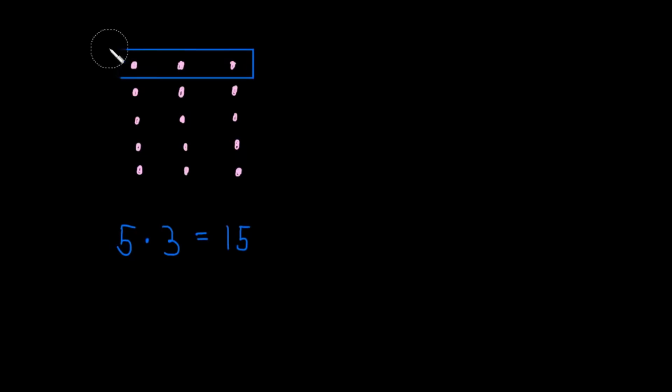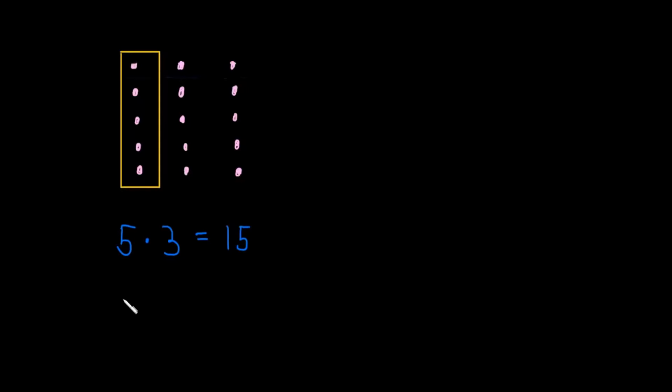Others of you might look at it a little bit differently. Instead of seeing 5 groups of 3, maybe you see 3 groups of 5. So here's a group of 5, and there's 3 of those, so that's 3 times 5, which still gives us 15 total dots on screen. So again, the important thing here is that 5 times 3 is equal to 3 times 5.